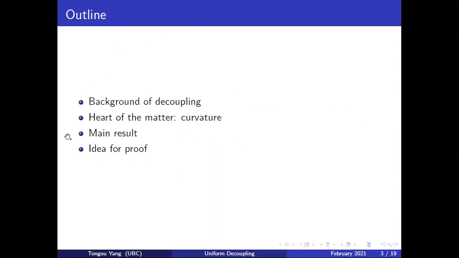So the outline of the talk will be divided into 4 steps. First, we talk about the background of decoupling, and then we talk about why decoupling works, in particular the heart of the matter, the curvature of the curve of the decoupling. And then we're going to talk about my main result, and lastly, the idea for the proof of the main result.